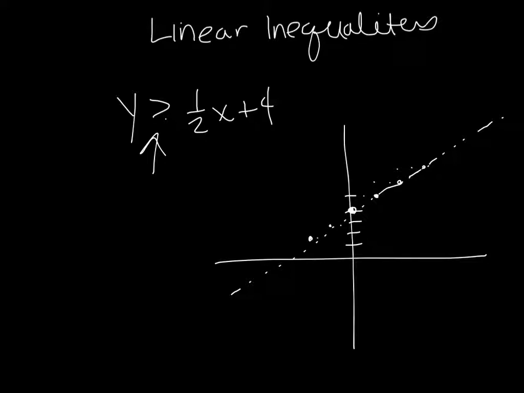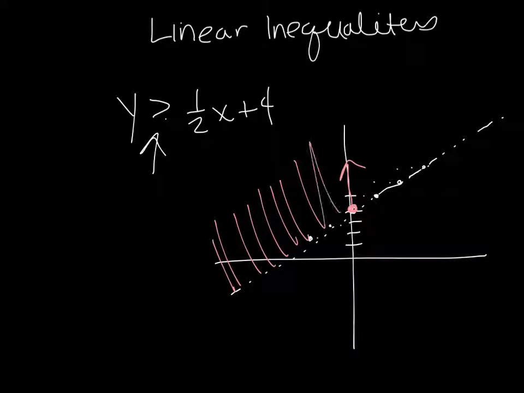Okay, then we have to shade because it's saying y is greater than everything on that line. And so if we go to the y-axis, y is greater if I'm right here at the 4. Y is greater if I go up the line. Now you see the side the arrow is on? It's on the top side of the line. So that's the side we're going to shade.